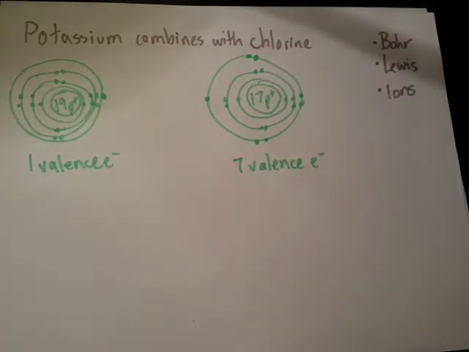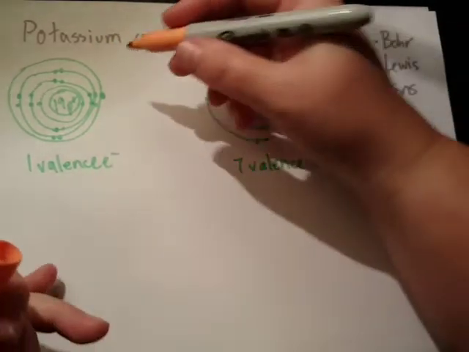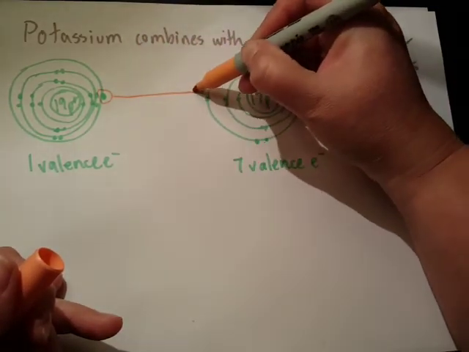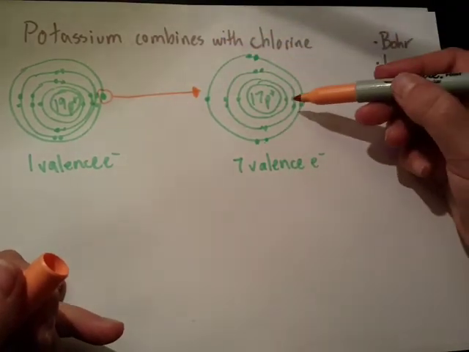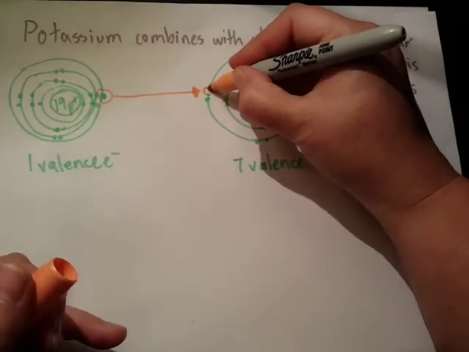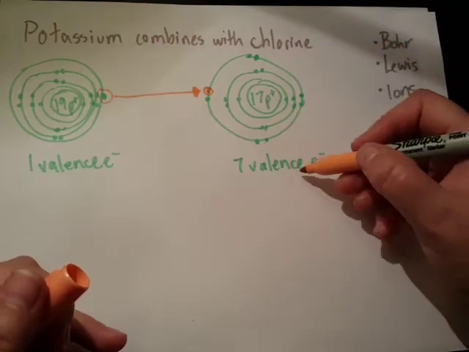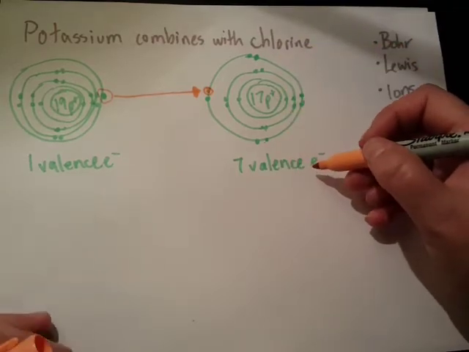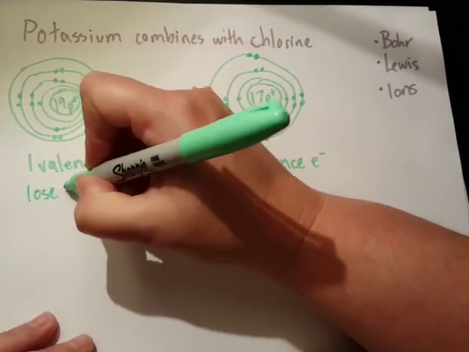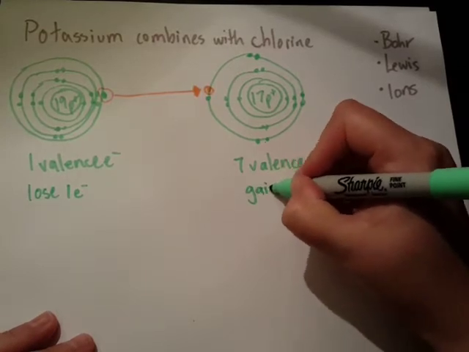And so what we're going to see is when potassium combines with chlorine, this electron will be given away. On the other side, chlorine, with 7 valence electrons, just needs one more in order to have a full valence shell. So this guy's going to receive 1 electron. So potassium will lose 1 electron, and chlorine will gain 1 electron.